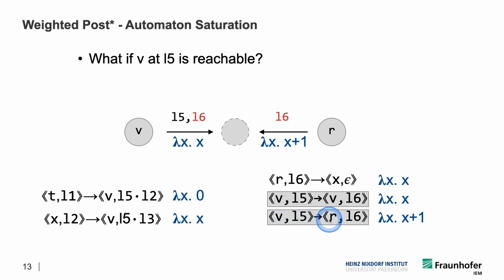Then due to the second rule down here, we are now getting another control location also for R. And this is now connected to the accepting state with L6, right? Because we have an L6 here. And now we're using the increment function, right? So this is telling us that at line 6, the variable R has the same value essentially, but incremented by 1. Okay.